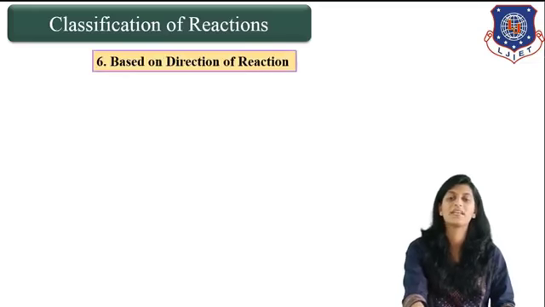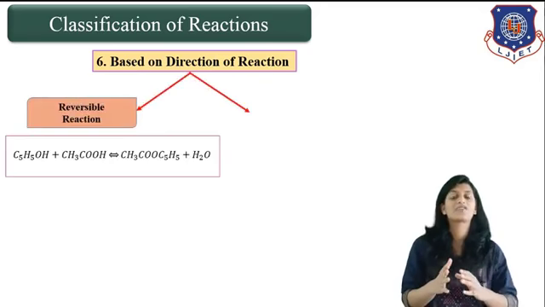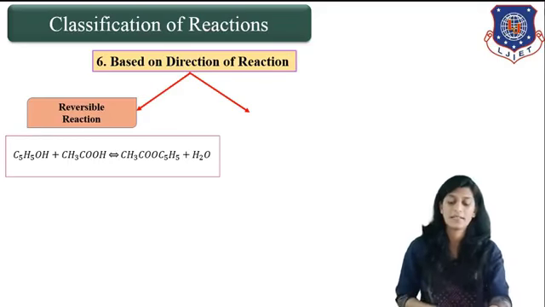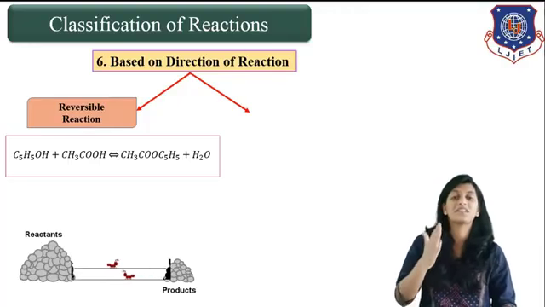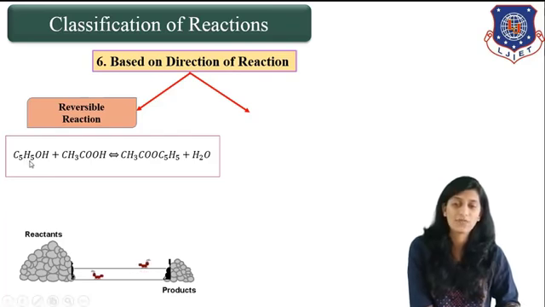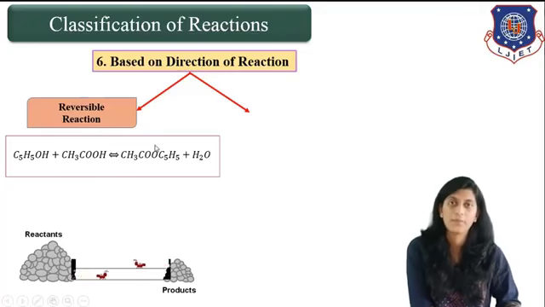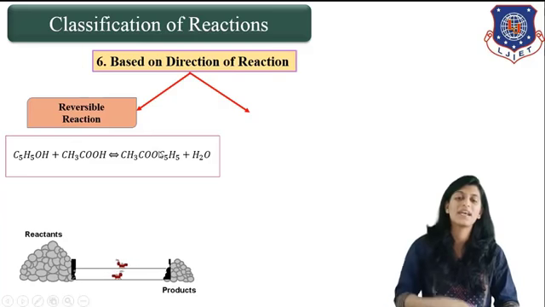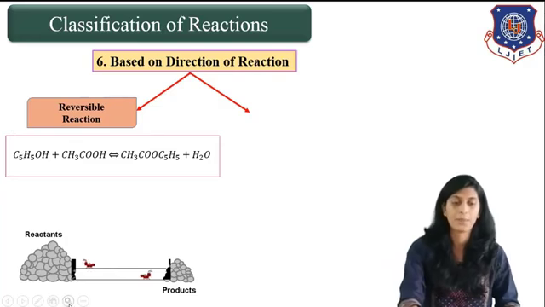The next category is classification based on direction of reaction. Based on the direction, the reaction is either a reversible reaction or an irreversible reaction. If the reaction is reversible, as you can see in this example, C2H5OH plus CH3COOH gets converted into the final product, but it is again dissociated back into the reactants. So this is a two-way reaction, which is known as a reversible reaction.